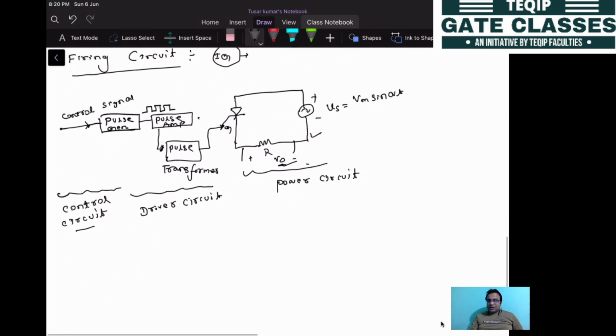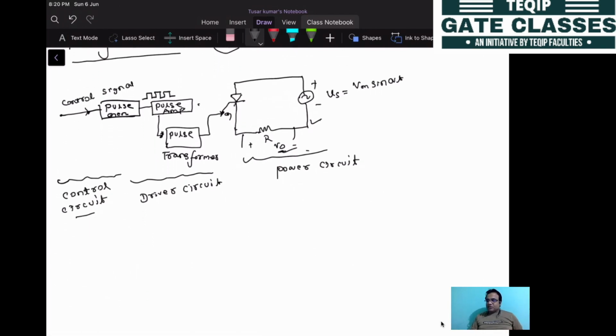Now let's discuss one by one. There are different firing circuits available. Let's start with the very basic one, the resistance firing circuit. The resistance firing circuit is the very basic firing circuit. Even though it is very basic, nowadays it is not in use. Why it is not in use, we will also come to know after doing the analysis.